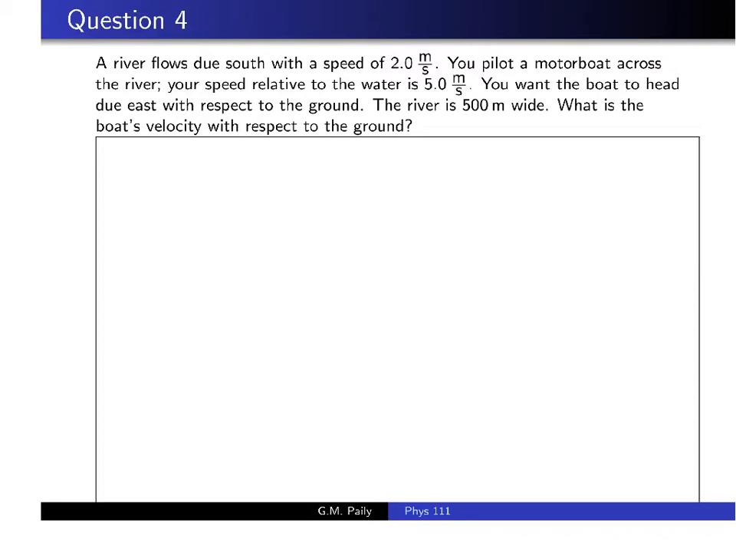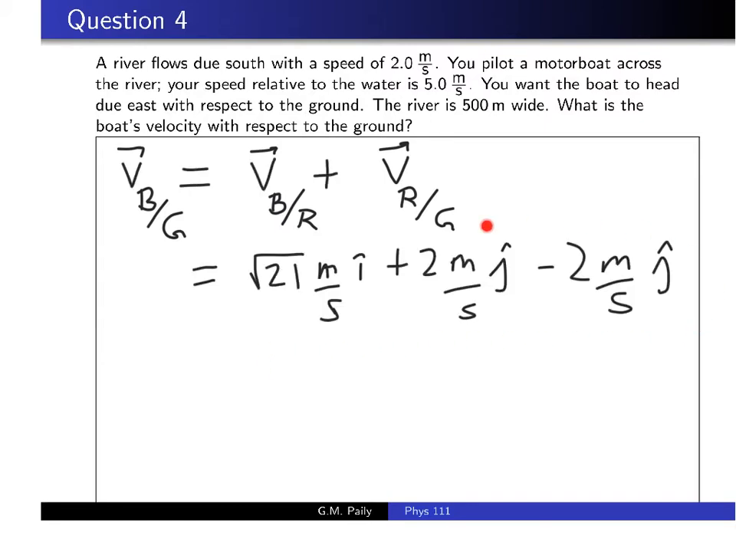We are asked for the boat's velocity with respect to the ground. We start again by relating the three velocities. We are looking for the boat with respect to the ground. Plugging in the results that we have from the previous part, we see that the boat only has an x component to its velocity. That is, it is heading purely in the east direction with respect to the ground, which is what we want.